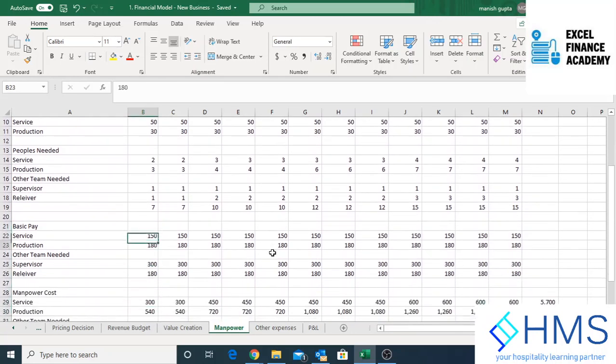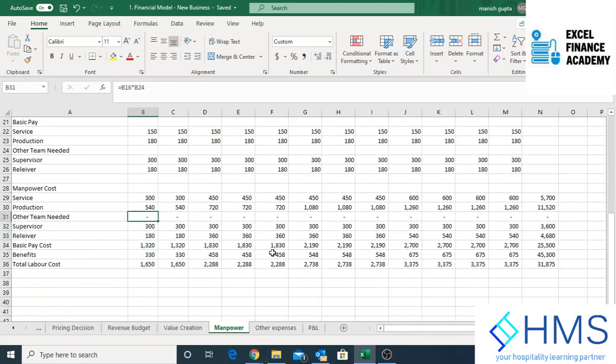You can assume per hour as well, so you just need to factor in the labor cost per hour, and then what is the basic pay for each position, how much will be the total manpower cost, and what will be the benefits. So that's how we get the labor cost.